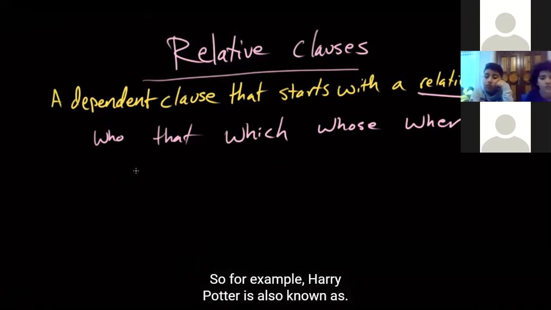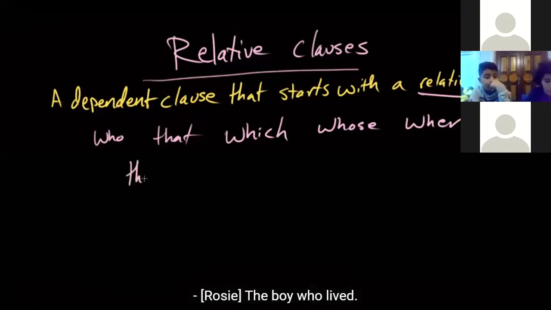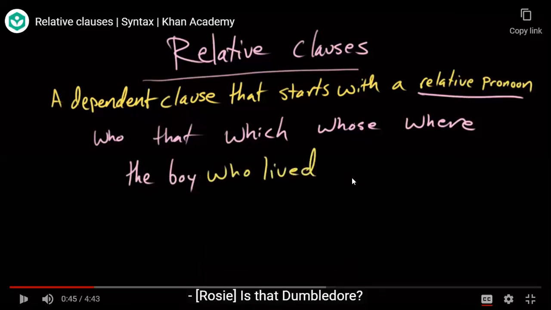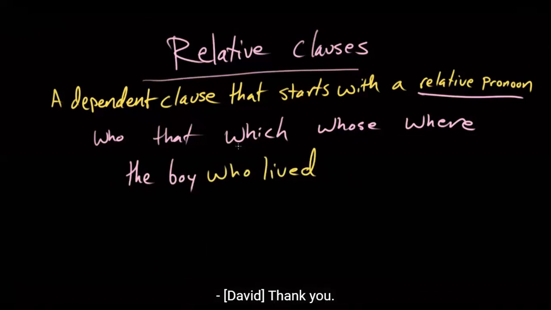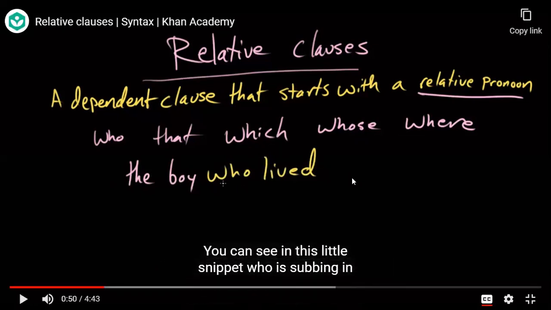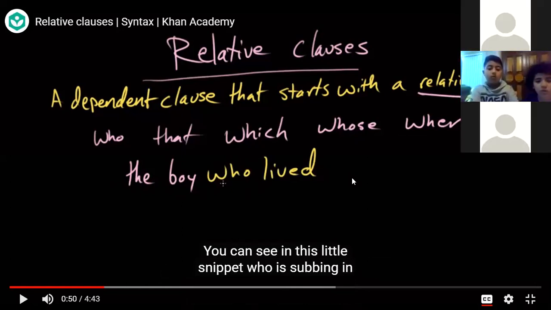So, for example, Harry Potter is also known as the Boy Who Lived. Is that Dumbledore? Yeah, that's my Dumbledore. I like it. Thank you. You can see in this little snippet. So, see here: The Boy Who Lived. The boy here is the subject of the sentence. Who lived? Person. Here is a relative clause.